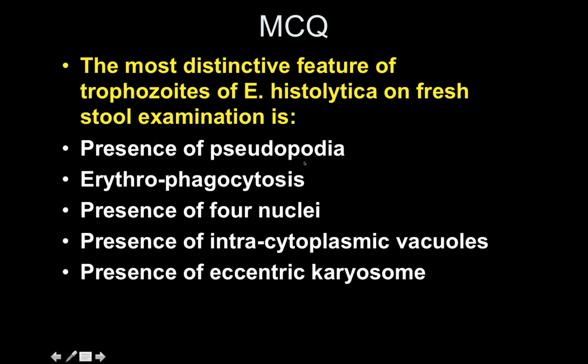Presence of pseudopodia is not anything very special. Erythrophagocytosis, which means that RBCs have been phagocytosed by these trophozoites, yes, this is something special. Presence of 4 nuclei is wrong; the trophozoite has just 1 nucleus. Presence of intracytoplasmic vacuoles is seen not only with this but also with Entamoeba coli. And the presence of an eccentric karyosome is not a characteristic feature of Entamoeba histolytica; it is seen with Entamoeba coli. So the answer is erythrophagocytosis.